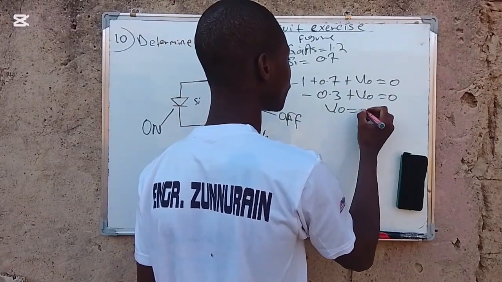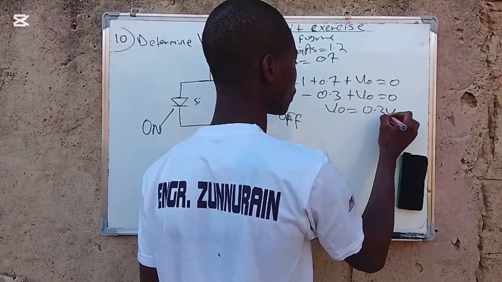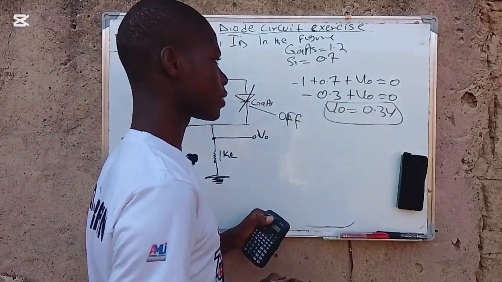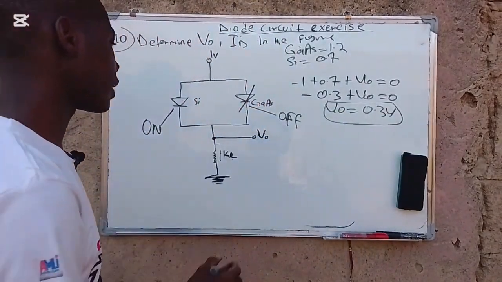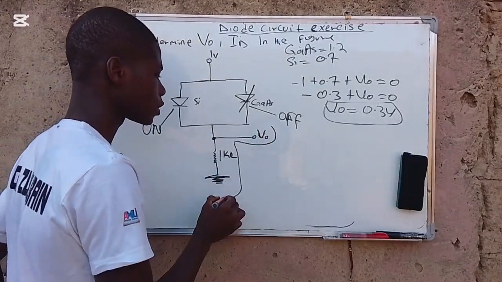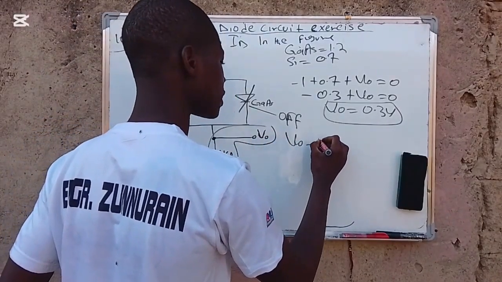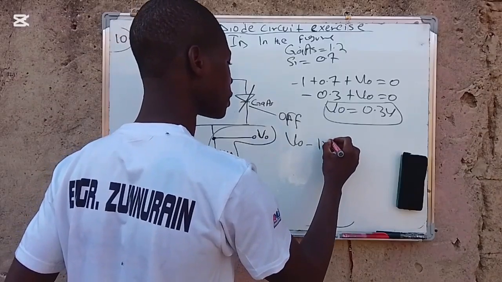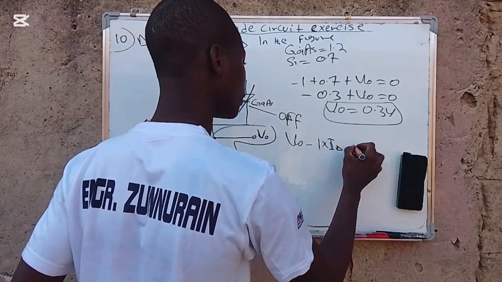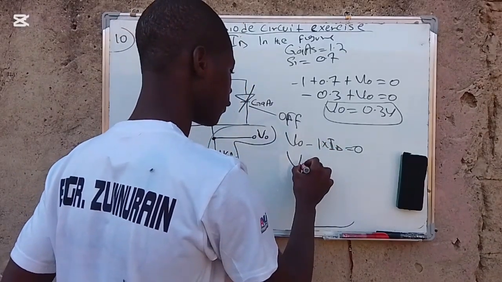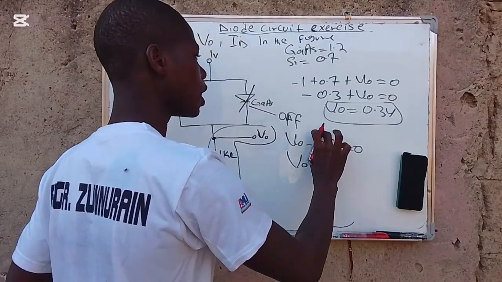So the V0 should now be equal to what? 0.3 what? 0.3 volts. So how about the current? Let me start from here to the ground. So therefore V0 minus the current multiplied by the ID should be 0. So therefore the V0 should now be equal to this.